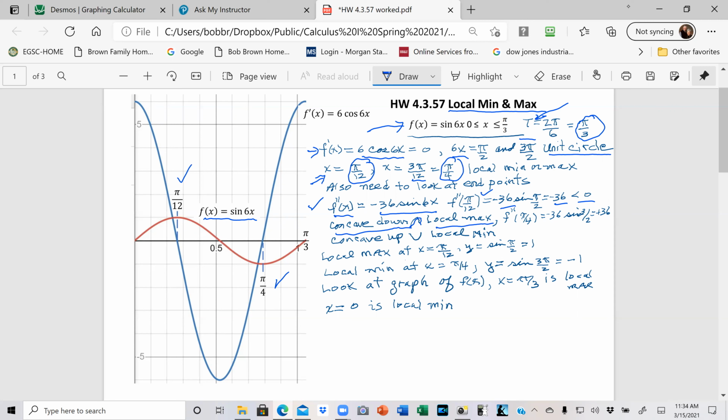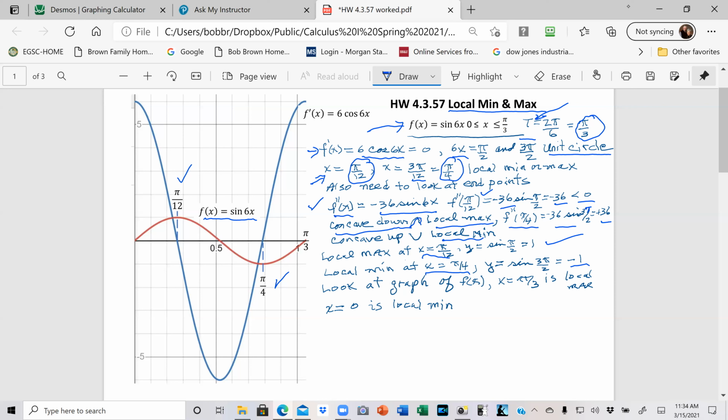Now, the second derivative at pi over 4 is equal to minus 36 sine of 3 pi over 2, which is plus 36. That means it's concave up and it's a local minimum. So now we know we have a local max at pi over 12, which we can see from the graph, which means at that particular point, the value is 1, and the local min at pi over 4. And if you calculate that value, it's minus 1.